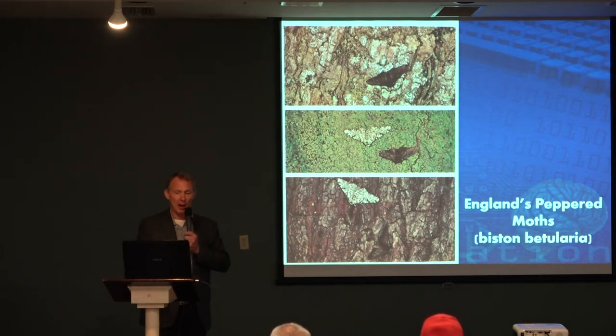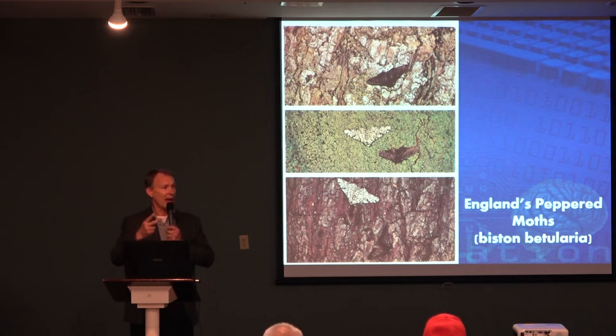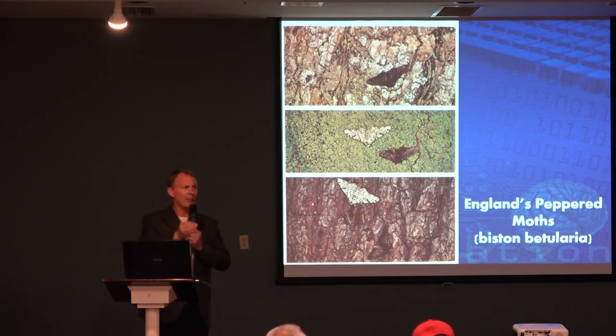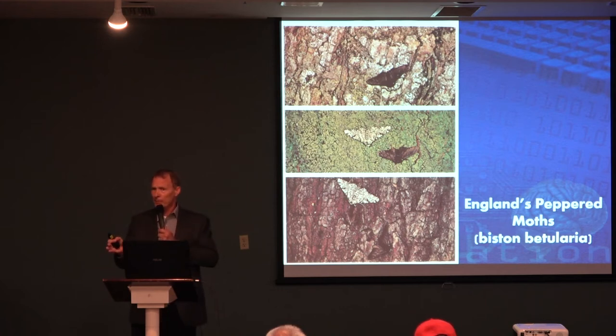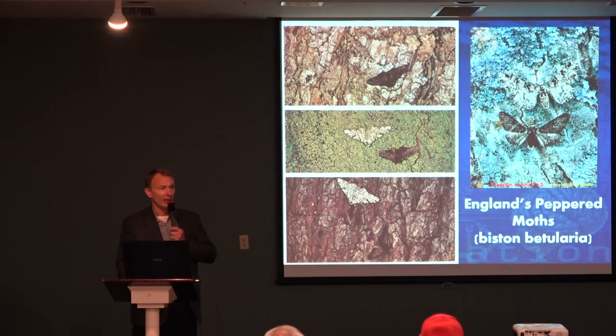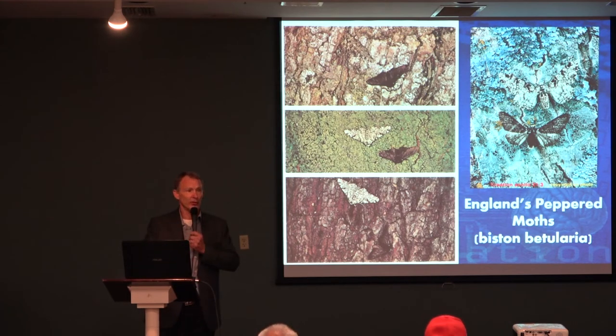So let's look at England's peppered moths first. These come in predominantly two colors, dark and light. During the Industrial Revolution, when there was a lot of coal burning and pollution, the trunks of the trees got darker. And people started noticing a predominance of the dark-colored moths, because the light-colored moths provided too much of a contrast to the dark bark, and they were eaten by birds. And then as the pollution cleared up, we see this nice camouflaged light-colored moth, and the dark ones were more easily picked off by birds.